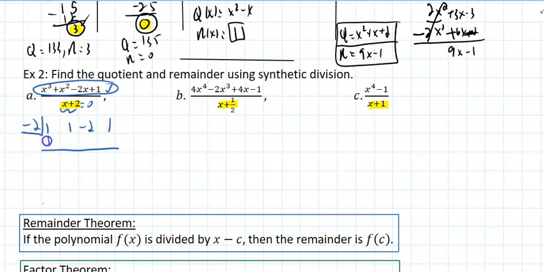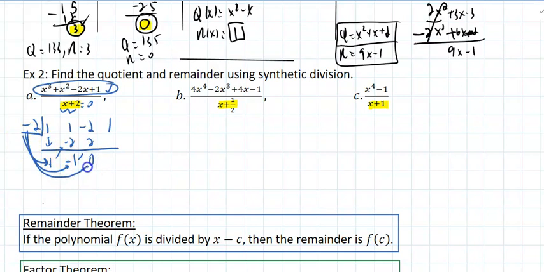The way it works, you drop the first number, and this is going to be multiplied by anything that goes underneath that line. Negative 2 times 1 is negative 2. Add those, that's a negative 1. Negative 2 times negative 1 is positive 2, that's a 0.